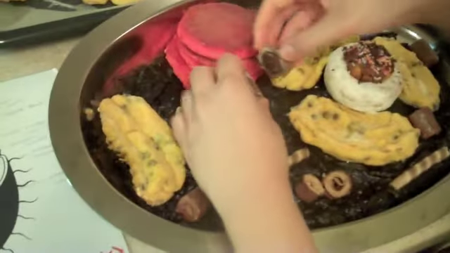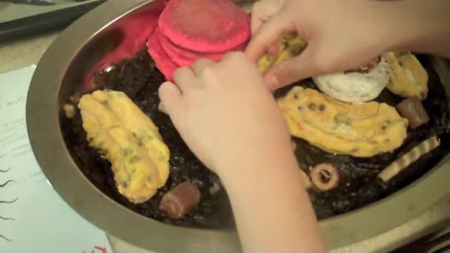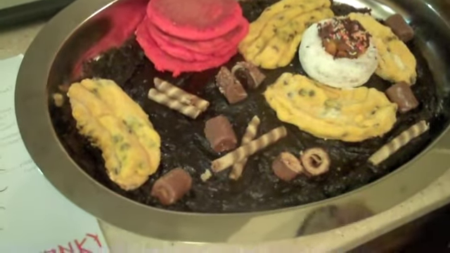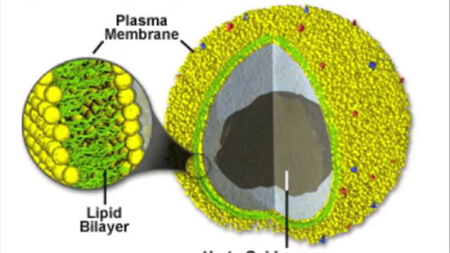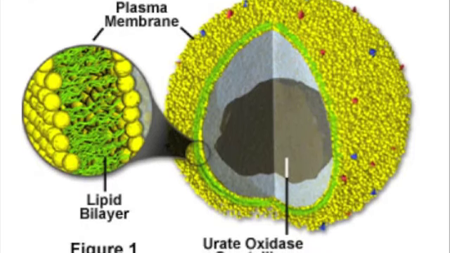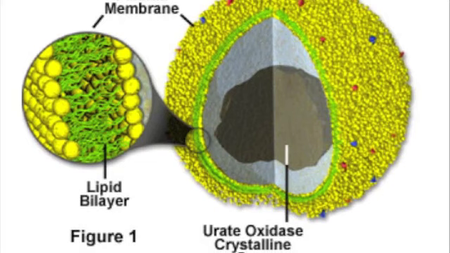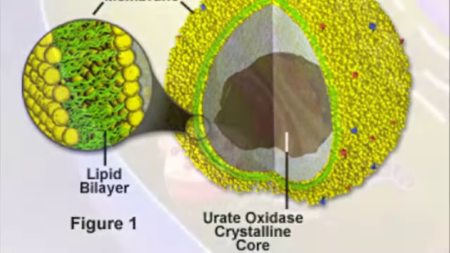Now let's add our peroxisomes, which are organelles that contain oxidative enzymes such as D-amino acid oxidase, urate oxidase, and catalase. They may resemble lysosomes, however they are not formed in the Golgi complex. The function is to rid the body of toxic substances like hydrogen peroxide or other metabolites.